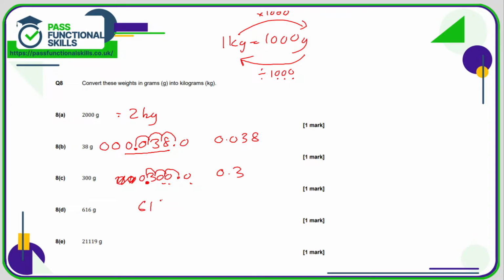So 616 is 616.0. Put a 0 or 2 at the start so you can move the decimal point a bit more easily. 1, 2, 3. So the answer is going to be 0.616. 21119 is 21119.0. Move the decimal point 1, 2, 3 positions, and we therefore get 21.119 kilos.